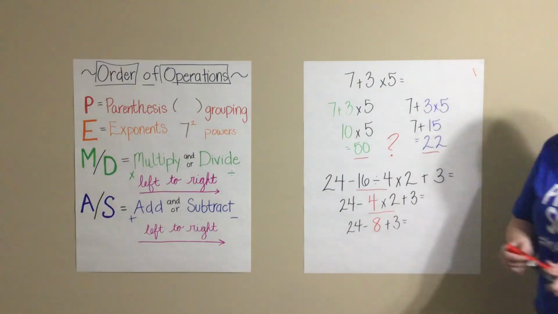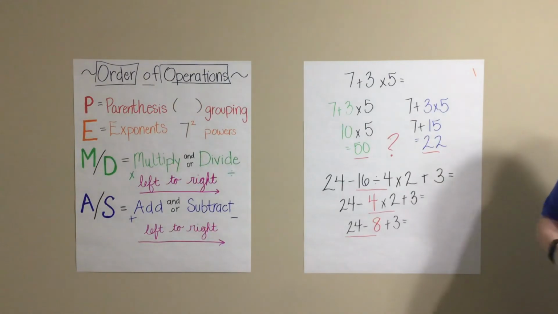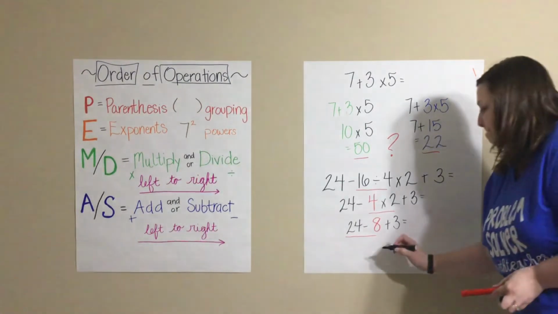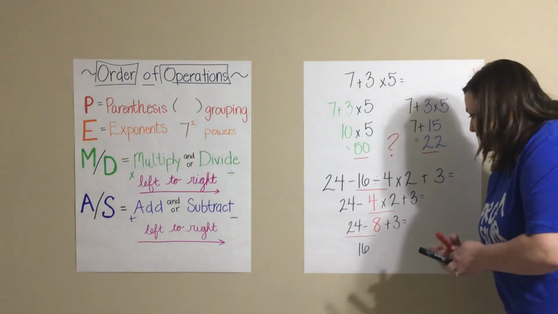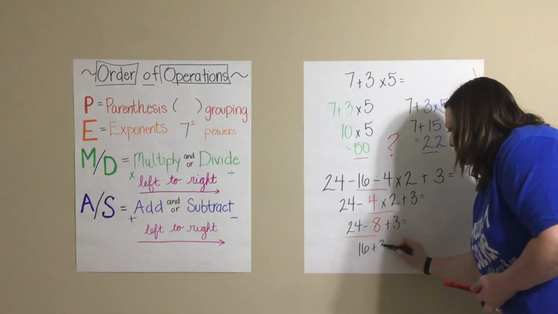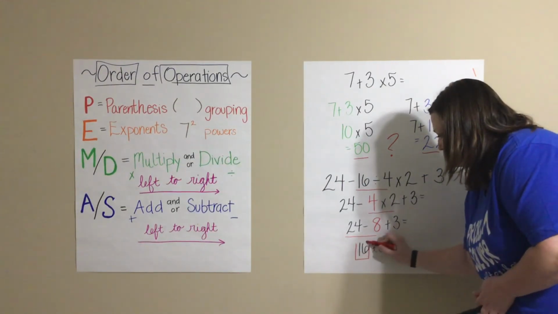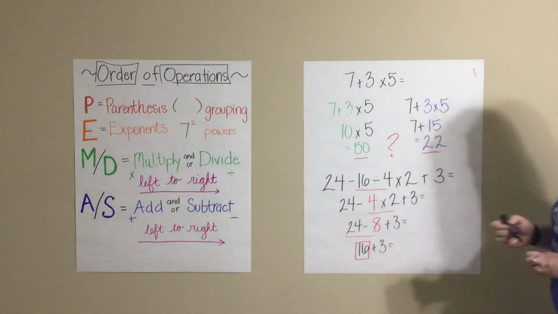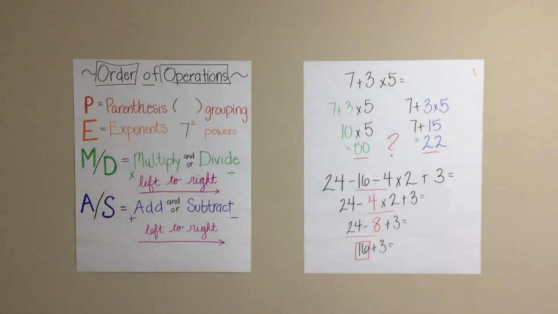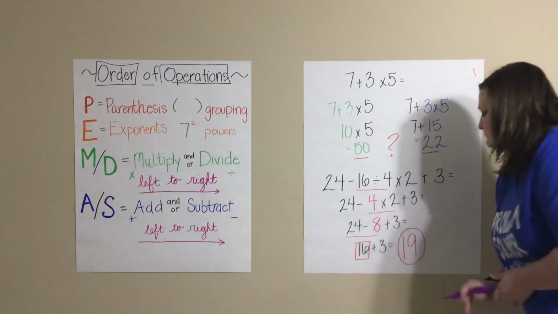So first, I'm going to do 24 minus 8, which is 16. Oh, I'm sorry. That should have been in red. But I have 16 plus 3 left. I'll box in that 16 to make sure we're not confused because I didn't write it in red. Okay, so when I solve that one, my final answer is 19. Okay?